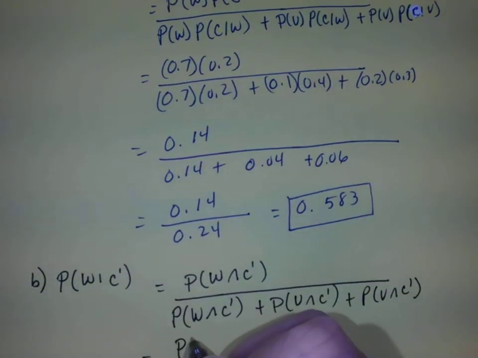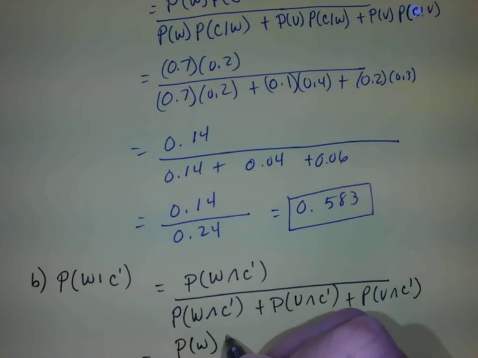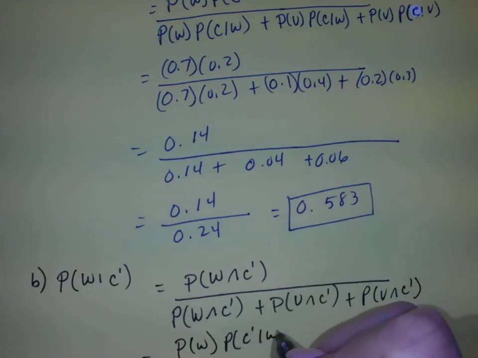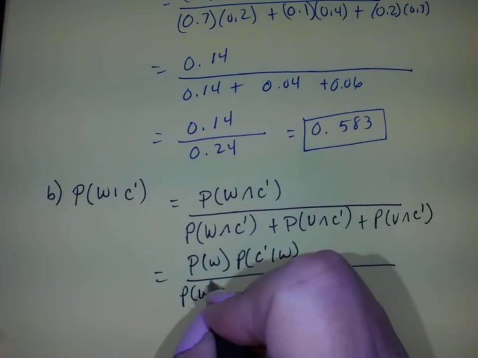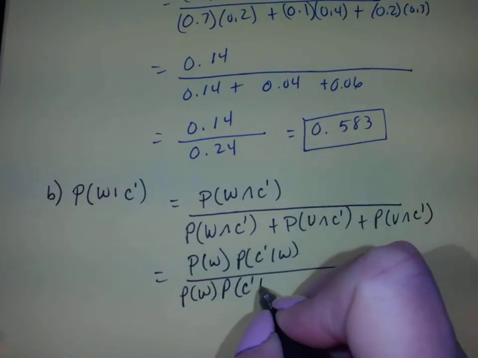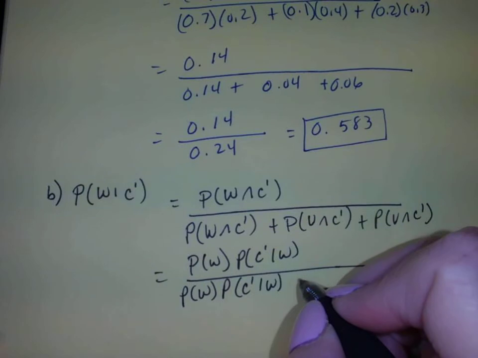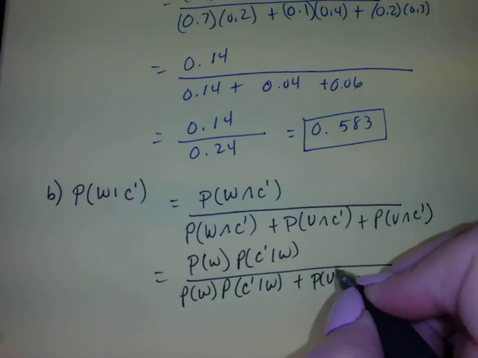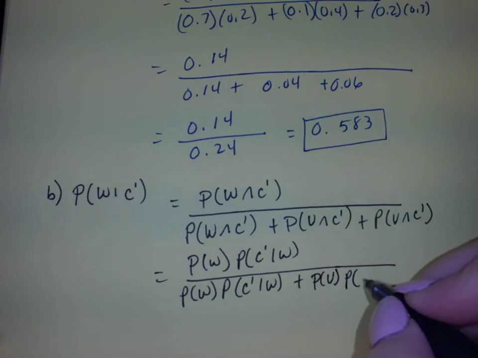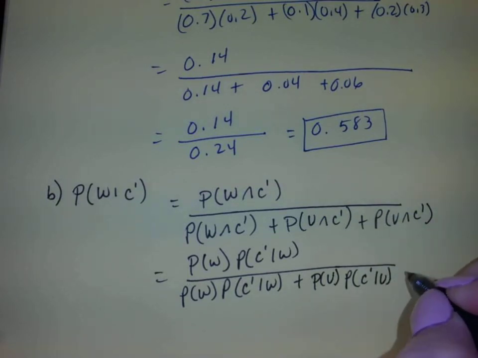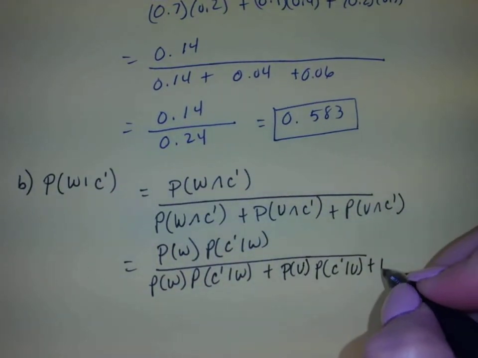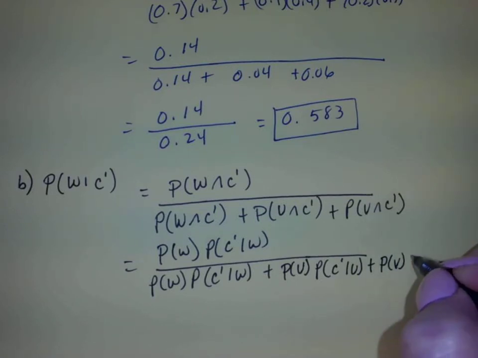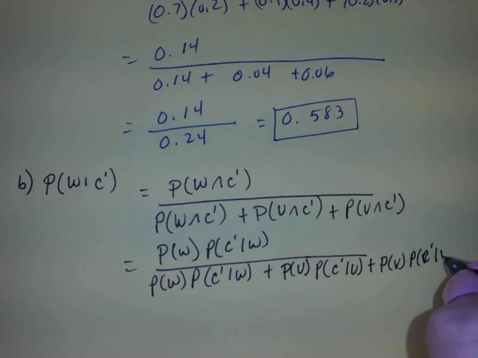So this will be the probability of W times the probability of C complement given that W occurred over the probability of W times the probability of C complement given that W occurred plus the probability of U times the probability of C complement given that U occurred plus the probability of V times the probability of C complement given that V occurred.